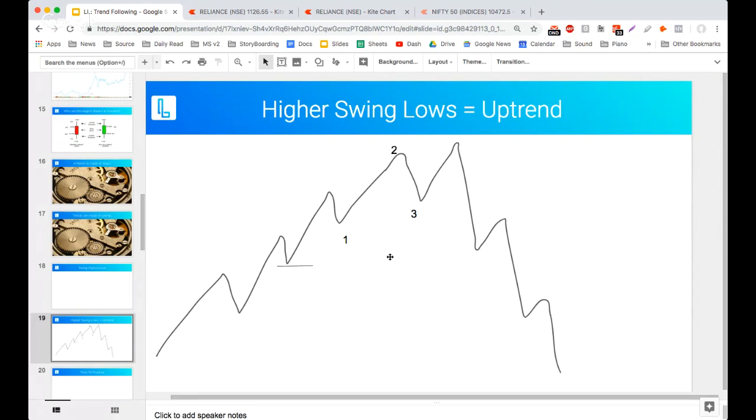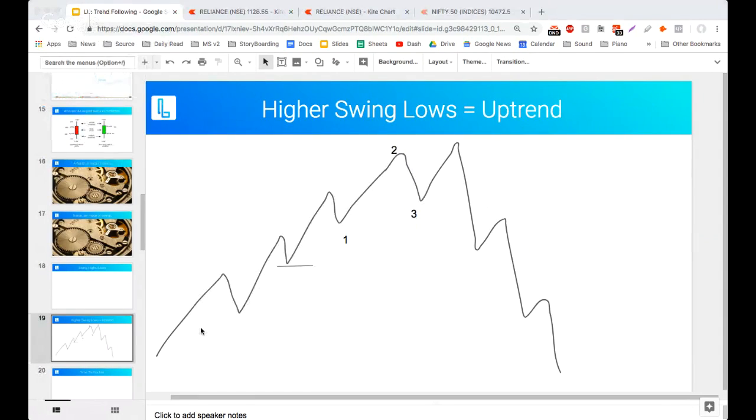At what point can you tell me that this uptrend has changed to a downtrend? If you had to name one point, which is the point where the uptrend has become a downtrend? Can someone tell me? At what point will you say that the uptrend?